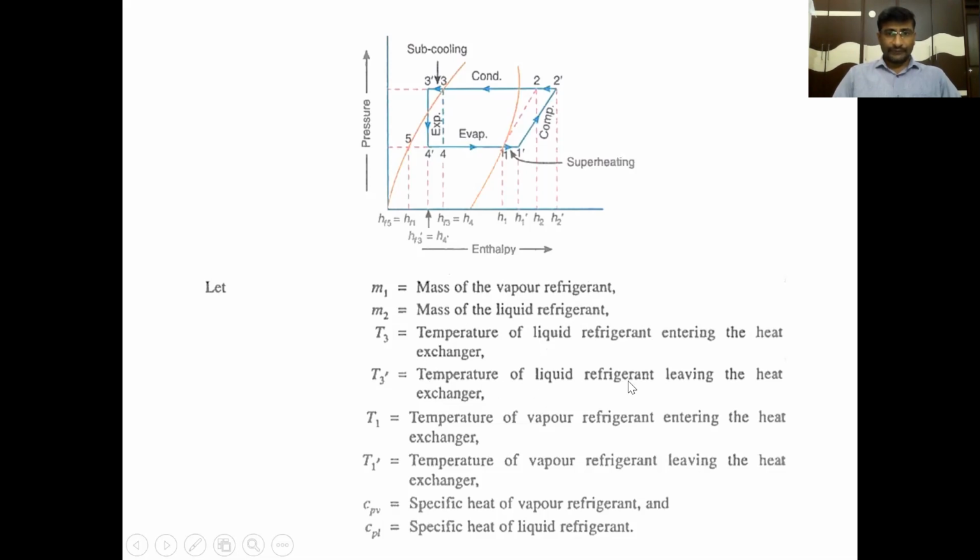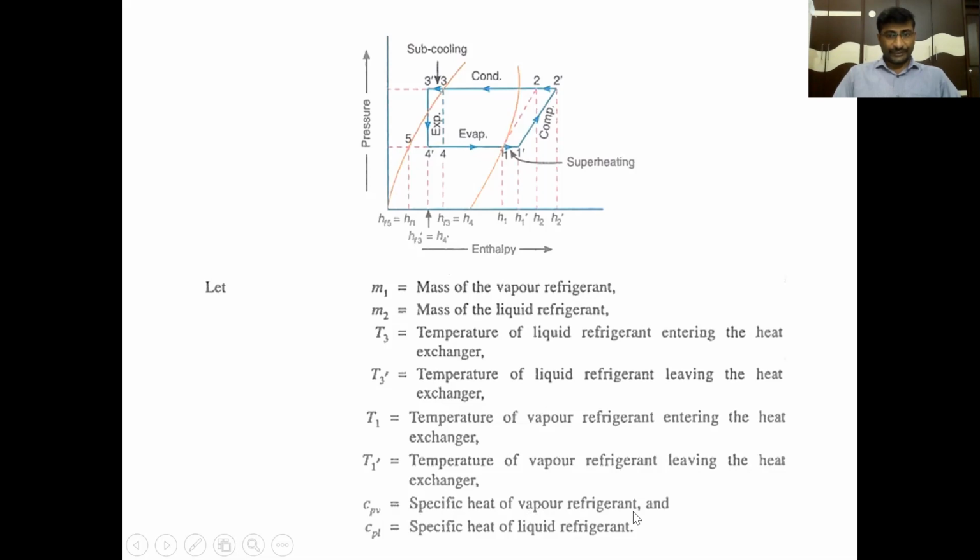T3 dash is the temperature of liquid refrigerant leaving the heat exchanger. After the heat exchanger, the condition of the refrigerant is subcooled liquid. T1 is the vapor refrigerant entering the heat exchanger, and the vapor refrigerant leaving the heat exchanger is T1 dash. So this is one fluid and this is the other fluid.